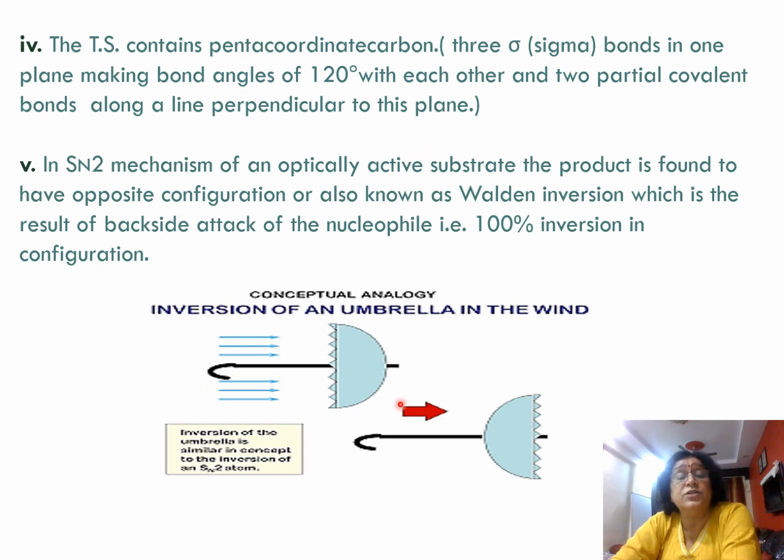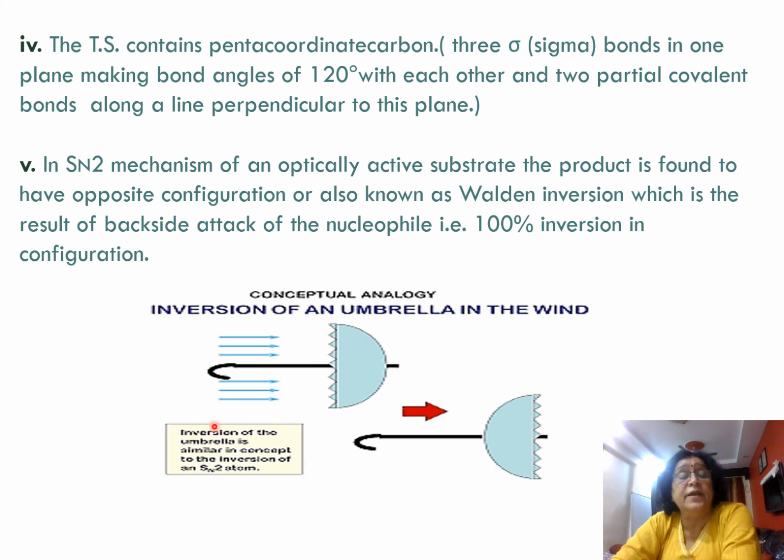Then I told you about the inversion of configuration. Inversion of configuration is just like an inverted umbrella. If there is wind, sometimes the umbrella gets inverted. So basically, in the SN2 mechanism of an optically active substrate, the product is found to have the opposite configuration, also known as Walden inversion, which is the result of the backside attack of the nucleophile. So there is 100% inversion of configuration.